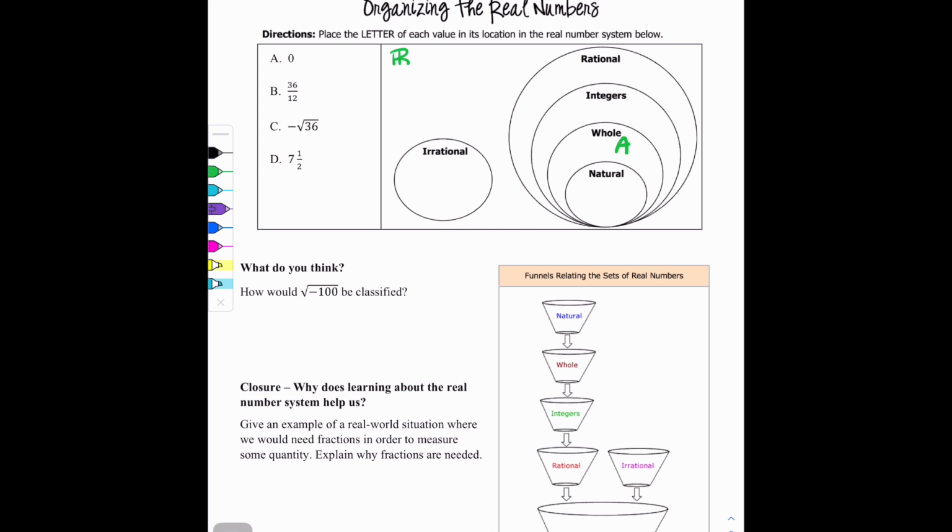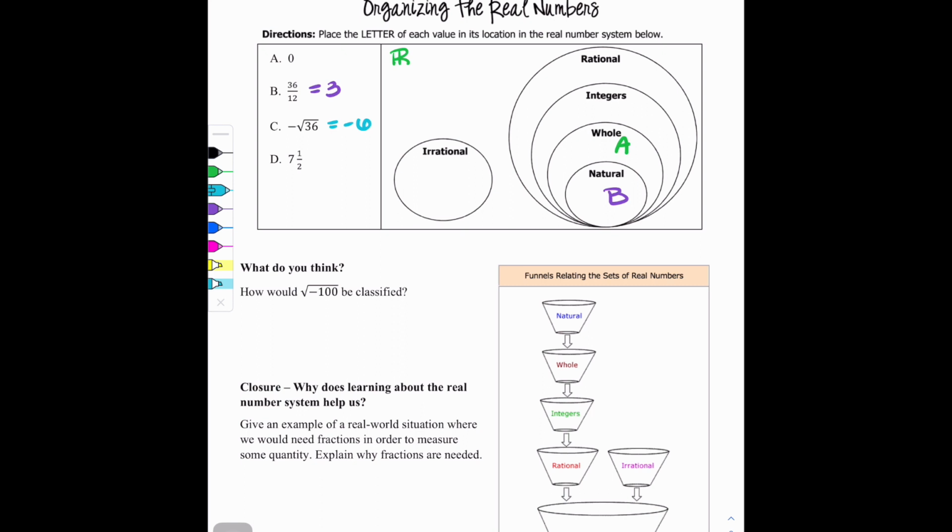Okay, letter B, 36 over 12 can be simplified into 3. 3 would be a natural number. It's one of the lowest subsets, the numbers we learn to count with. So B is going to go inside natural and therefore would be considered whole, integer, rational, and real as well. In letter C, we have a negative on the outside, square root of 36. So that means we're going to take the square root of 36. So what number times itself is 36? That's 6. And tack the negative on. So this is actually negative 6. You can also type that in your calculator. Negative 6.